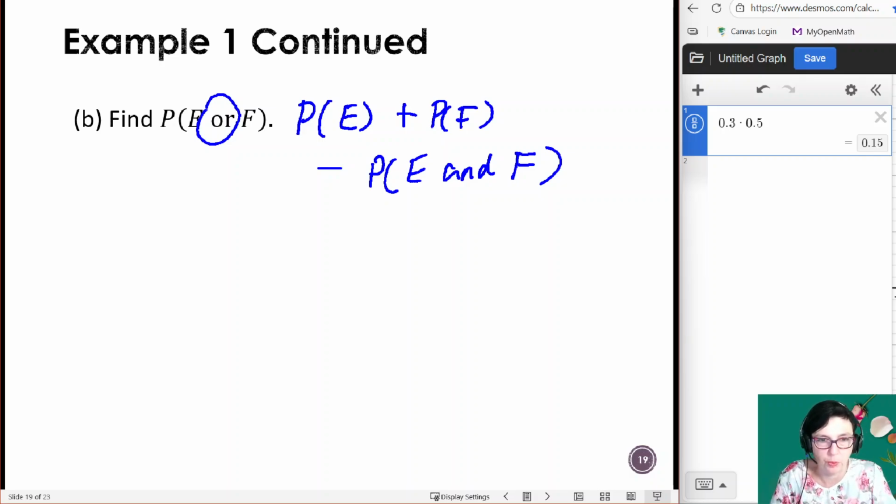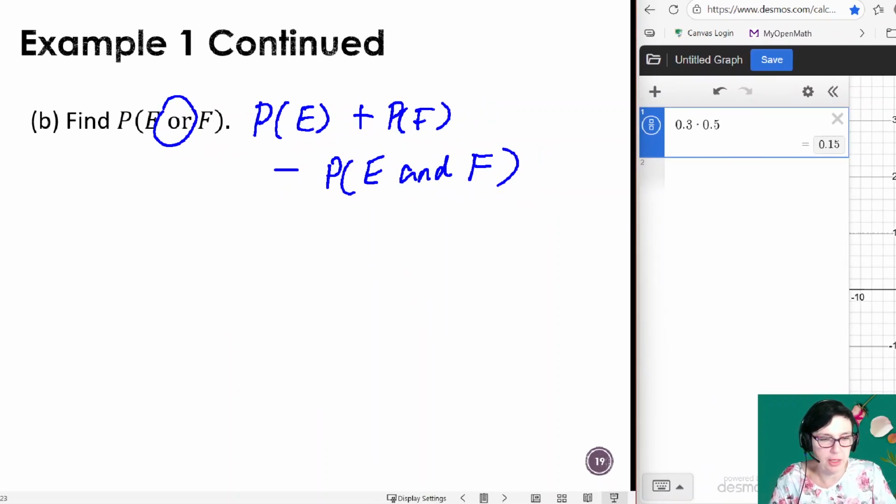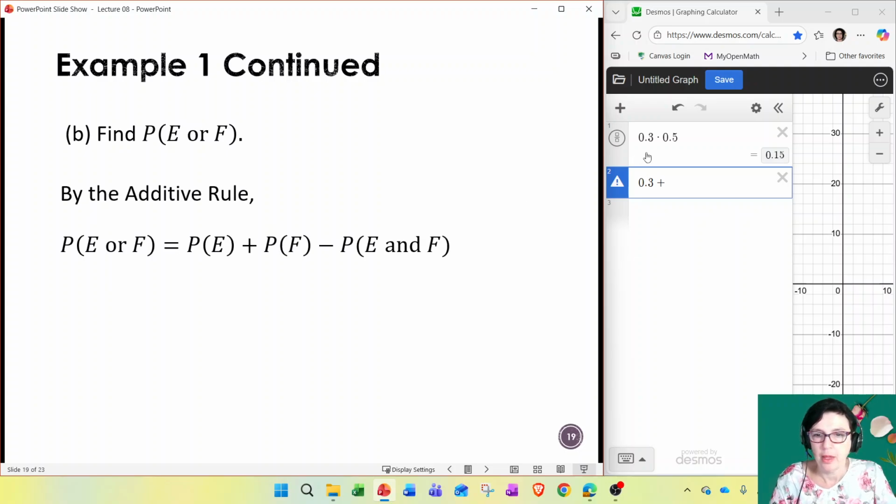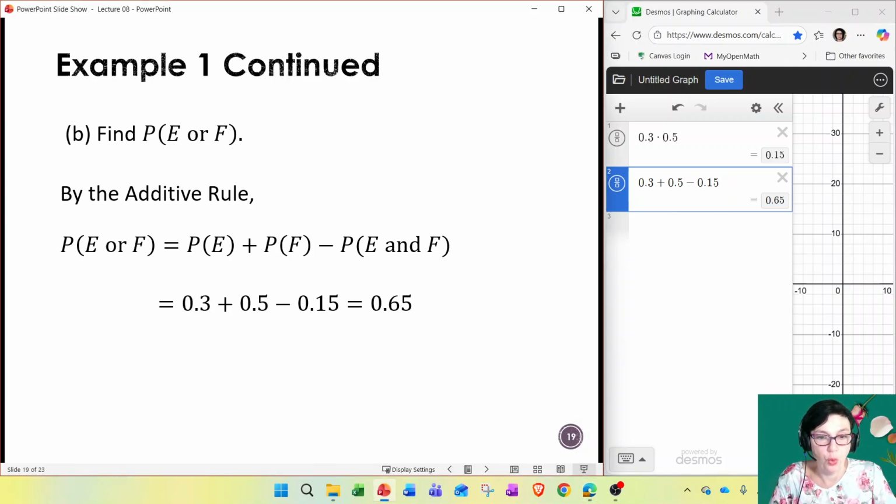Now, the probability of E was 0.3. The probability of F was 0.5, right? We were given that, and in the previous part we found the probability of E and F using the test for independence. So we're going to subtract the intersection, and we're going to get 0.65 for E or F.